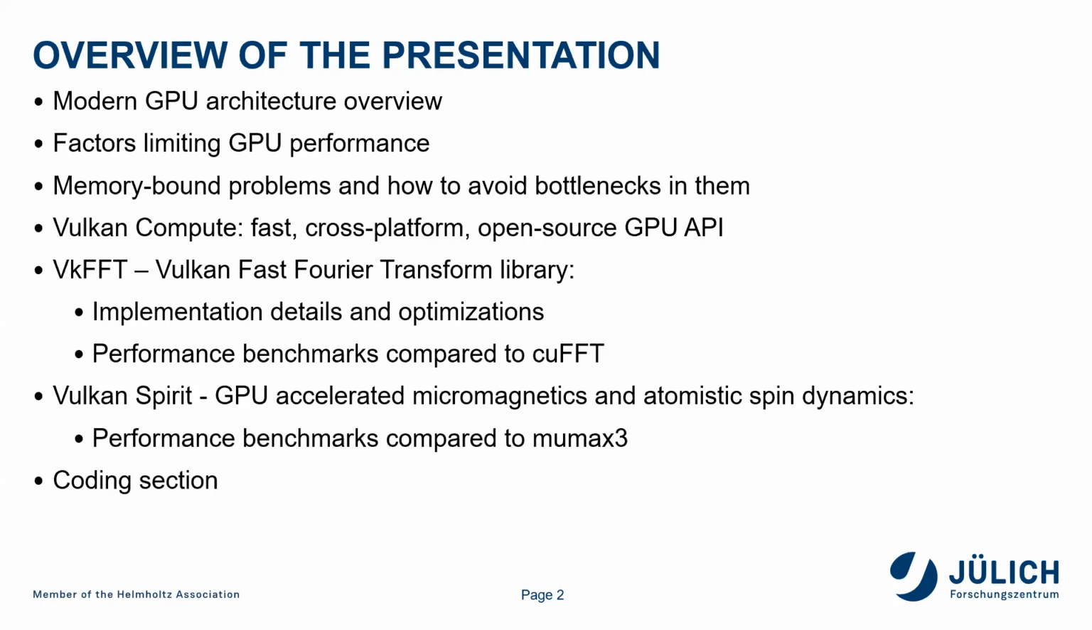So I have created a Vulkan fast Fourier transform library, which has a performance similar to NVIDIA's cuFFT, and which also follows the Vulkan Compute advantages by being cross-platform and open source. And then I will talk about the application of this library and how I used it to create a scientific micromagnetic and atomistic spin dynamics solver which uses GPUs, and compare it to the already existing code in CUDA. And after that, I will briefly show you an example of a Vulkan application and what it takes to actually create it.